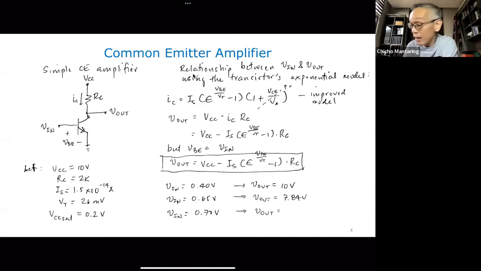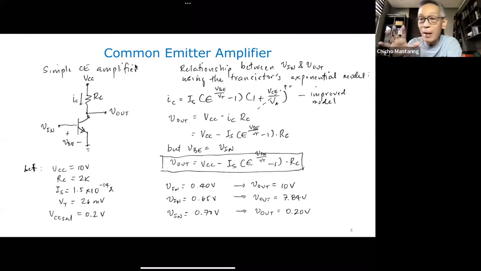At V in equal to 0.7, actually your output will be 0.20 volts. So be careful. Why is it 0.20 volts? Remember what I said, as V in increases, V out will start to decrease. But what is the minimum possible value of V out? Can somebody just shout it out?